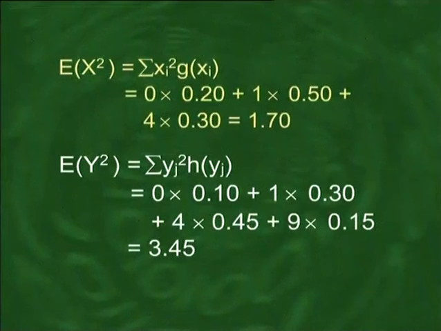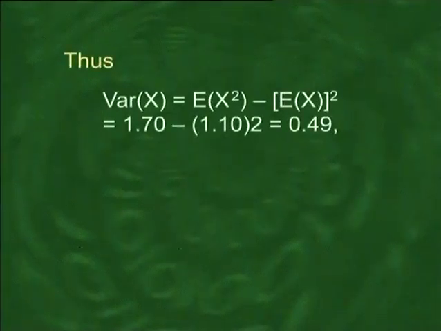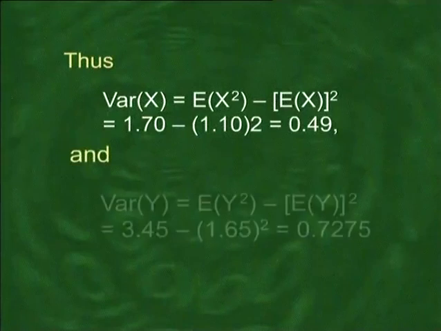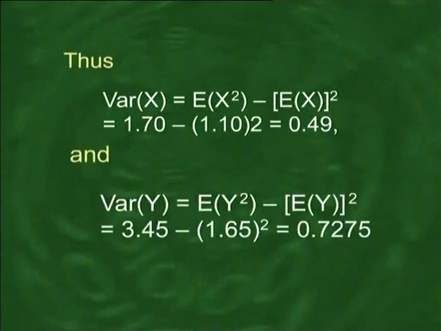In a similar way, expected value of y square, which is sigma yj square into h of yj, comes out to be 3.45. Substituting these quantities in the formulae of variance of x and variance of y, we obtain variance of x is equal to 0.49, whereas the variance of y is equal to 0.7275.